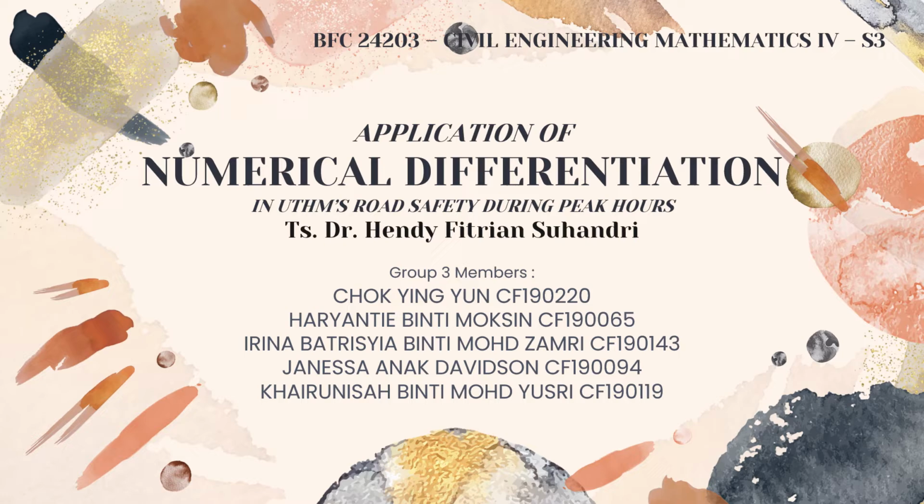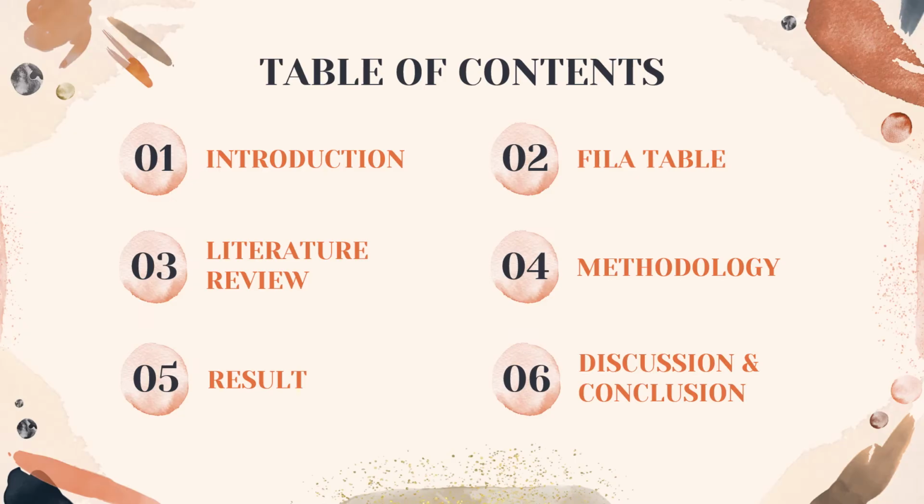So today I will be talking about our Civil Engineering Mathematics 4 group project. The topic that we chose is application of numerical differentiation. For this project, we are going to talk about 6 things. The first is introduction, second, Phyla table, third, literature review, fourth, methodology, fifth, result, and lastly, discussion and conclusion.